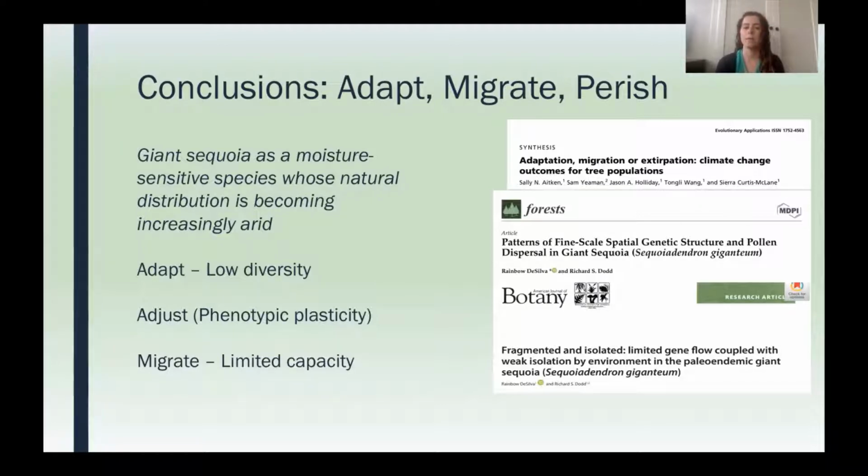Migrate. We have found that the likelihood of migration outside of range boundaries is likely quite low for giant sequoia. It has very long generation times, approximately 300 years, and modest dispersal distances. So this is going to limit the rate at which the species can track climate change by migrating out of range boundaries. So the individuals can't migrate. What about the genes? Can the genes move around? We also find that gene flow is quite low among these fragmented distributions. So if there are drought adaptive genes, they likely won't move around on their own at a very fast rate.